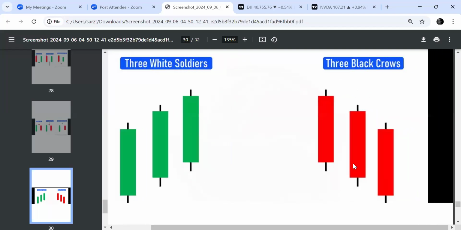The three black crows is a bearish reversal pattern consisting of three consecutive red candles. Each of these candles opens near or slightly above the previous candle's body and closes lower, forming lower lows and lower highs. Each candle opens slightly below the previous one and closes lower, showing that the bears are taking control and driving the price downward. This consistent downward momentum over three sessions indicates growing selling pressure.